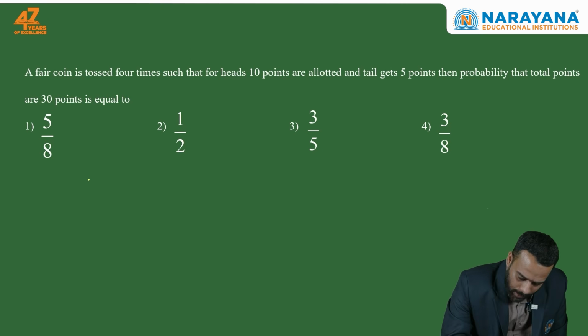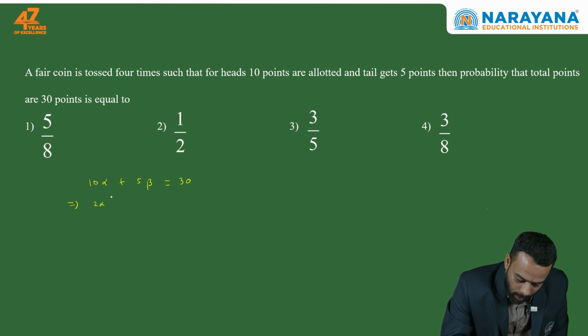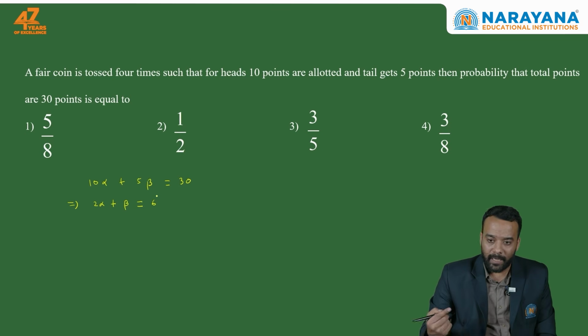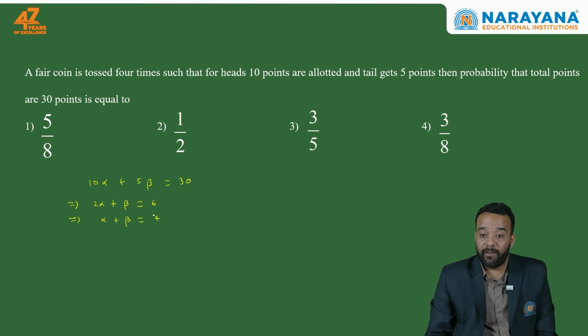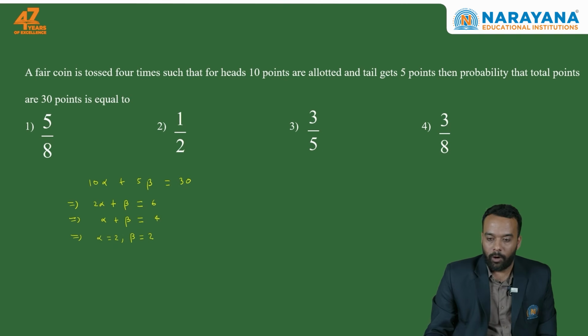So let's suppose the number of times heads coming is alpha and the number of times tails coming is beta. So we have 10 alpha plus 5 beta is 30, which can be simplified to 2 alpha plus beta is equal to 6. Here alpha is the number of heads and beta is the number of tails. Additionally, the condition is that alpha plus beta should be 4 because we have tossed the coin 4 times. So from here we can conclude that the value of alpha will be 2 and the corresponding value of beta will be 2. So now in 4 tosses, we want 2 heads and 2 tails.